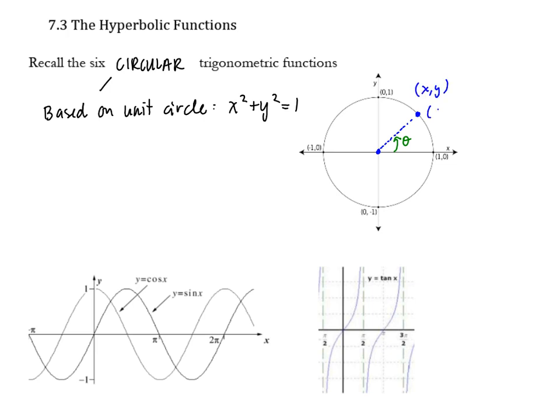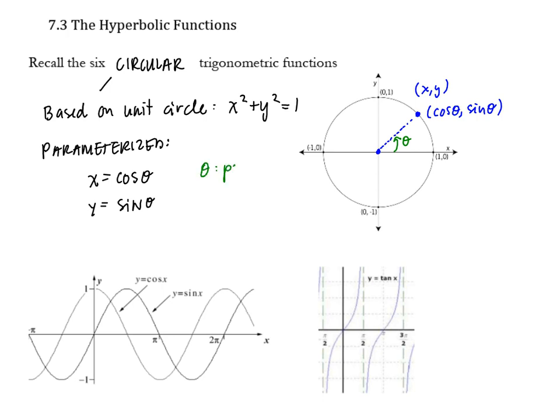We would simply take the cosine of theta for the x value and the sine of theta to get the y value. So that's called the parameterization of the unit circle, where x is the cosine of theta and y is the sine of theta, and theta is called the parameter, which is the angle from the positive x-axis.